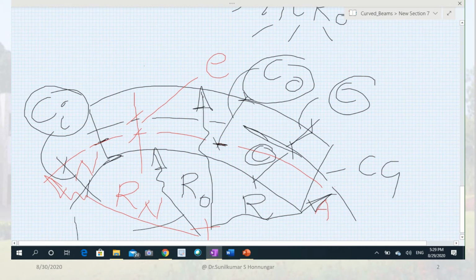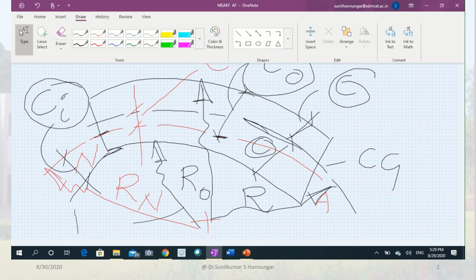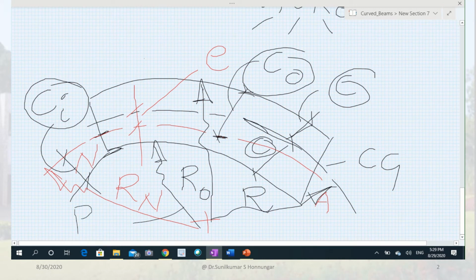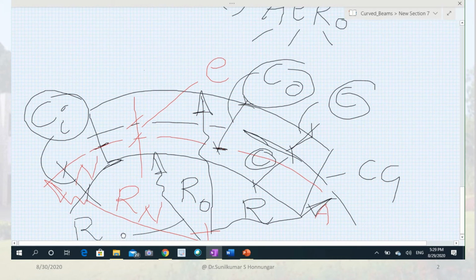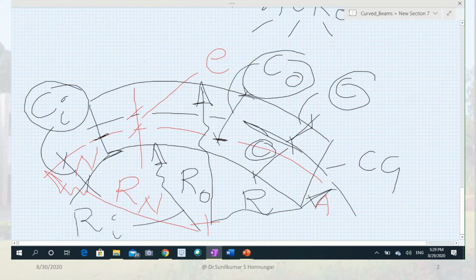What I told in the beginning, try to listen to me and along with me, make your own notes, try to scribble this figure so that everything will be clear for you. This is what I wanted to tell. I have told the equation, and how it is different from a straight beam, and what the stresses are.